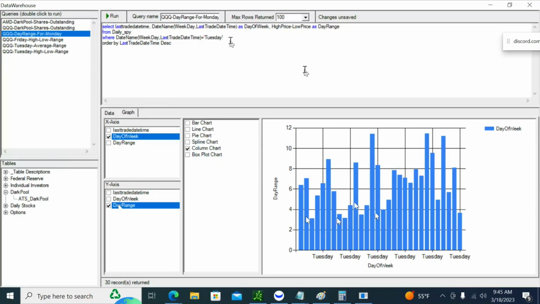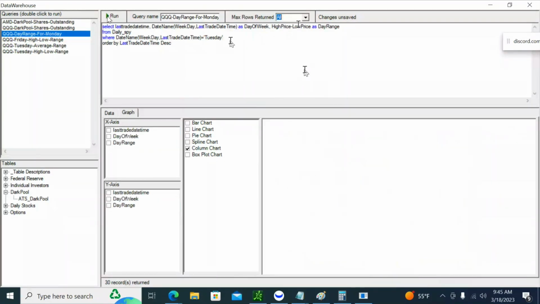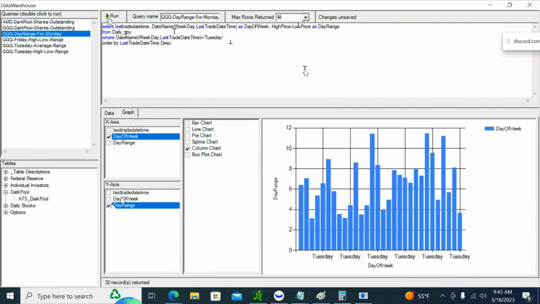from the amount of data that's in the system there. It starts at that date. So Tuesday. You can see that on Tuesdays for the SPY, most of the time it at least has a 4-point range from low to high. And then, of course, if you want to get the average, you can just use that.